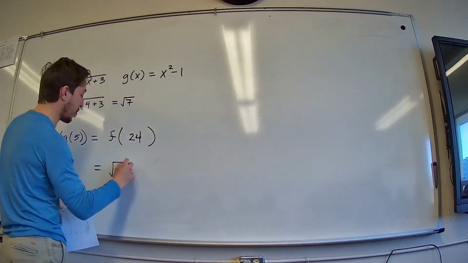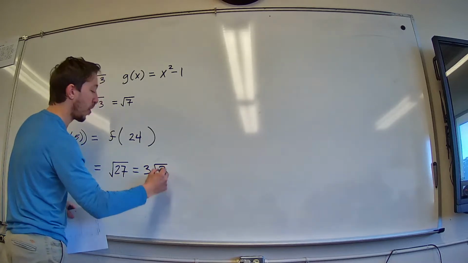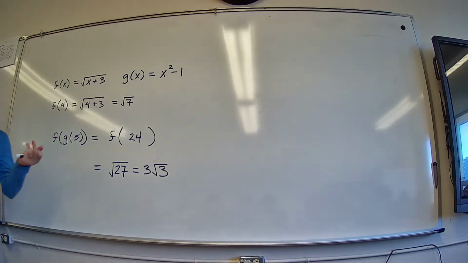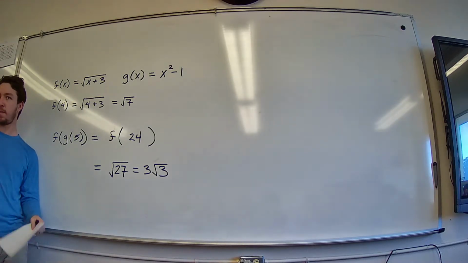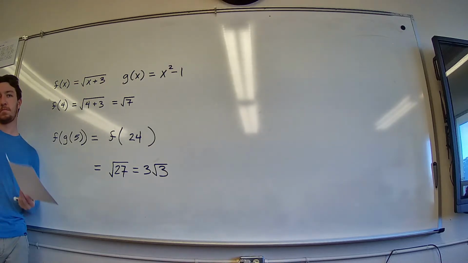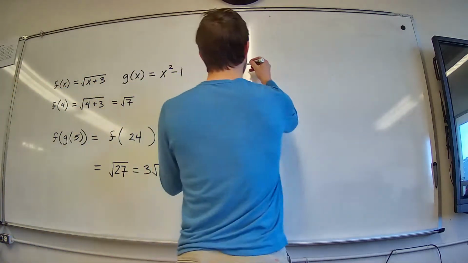Square root of 27, which if you wanted to simplify it is 3 root 3, because 27 is 9 times 3. Okay, how are our feelings about that? Pretty straightforward? Questions? Okay. What's this next thing?